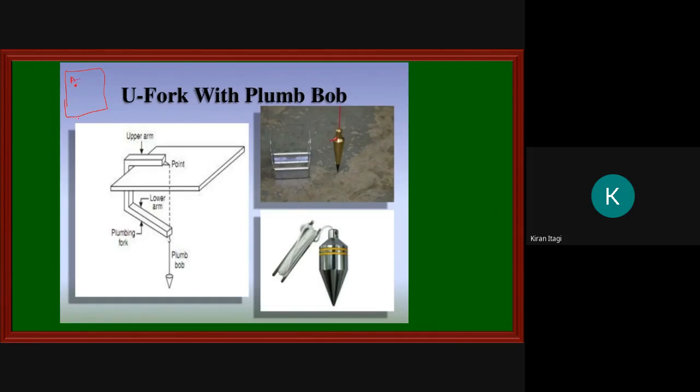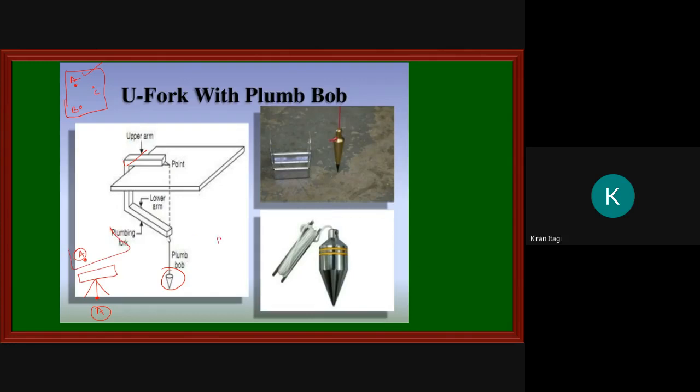See, here I have station A, here I have station B, here I have station C. So first, I will go to station A, and it should be transferred from the ground to the paper or from paper to the ground. The first thing I'm doing is transferring from ground to the paper. So I will set up my plane table at station A, and I will mark station A with the help of this U-fork and plumb bob. I will mark it on my drawing paper.